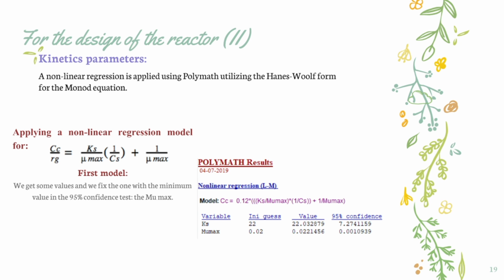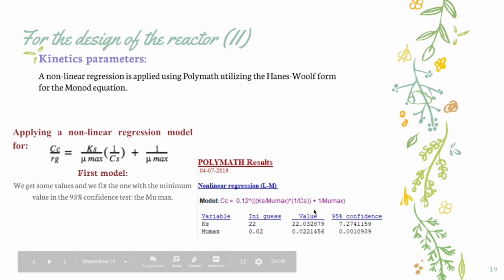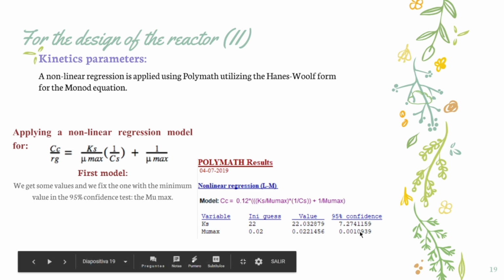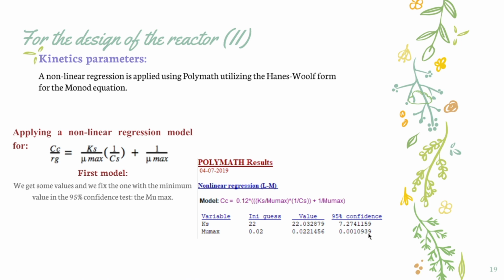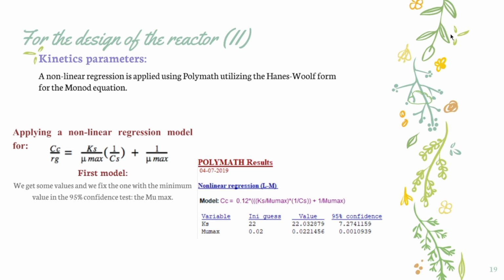We first apply a nonlinear model using the software Polymath to obtain an initial estimation of these values. The initial guess values we use are obtained from Microsoft Excel. So we put in the initial guess and we obtain some values. Then we fix the mu maximum in the equation because we know that it has a lower value in the 95% confidence test, so it will be okay to fix this value and continue with the calculations.